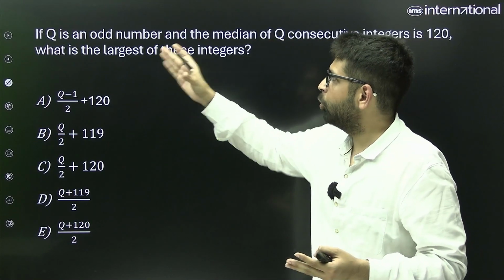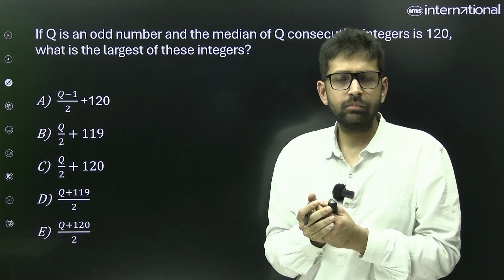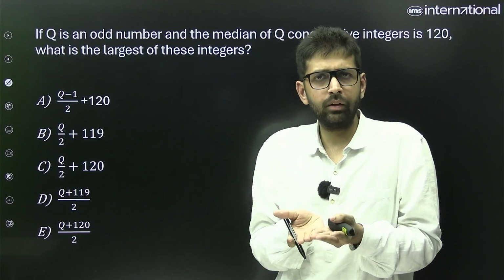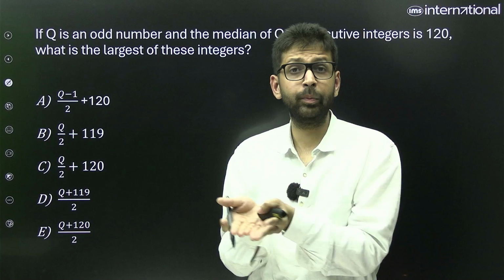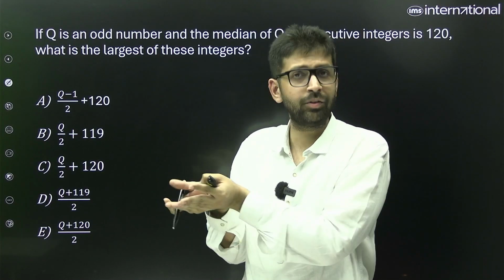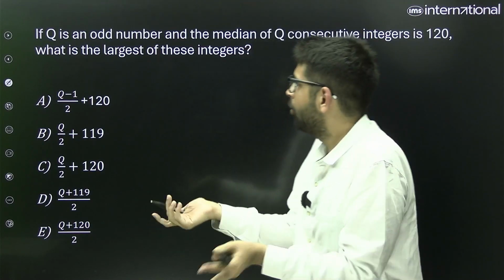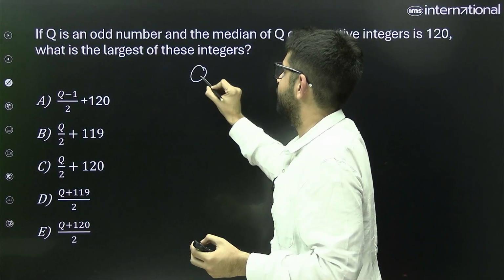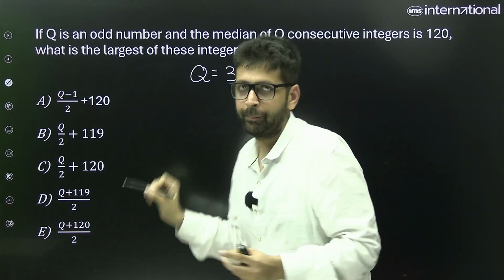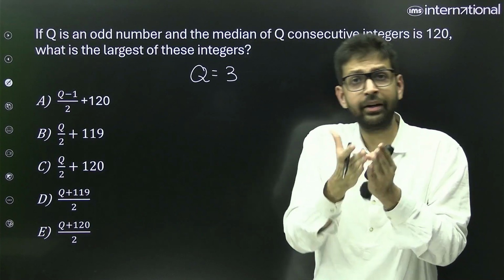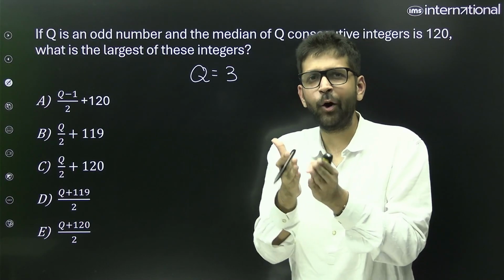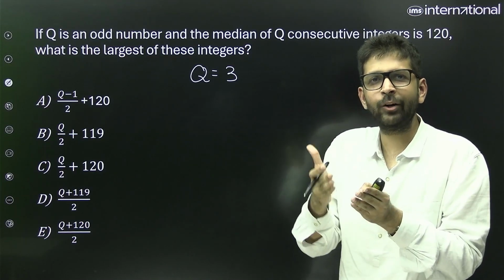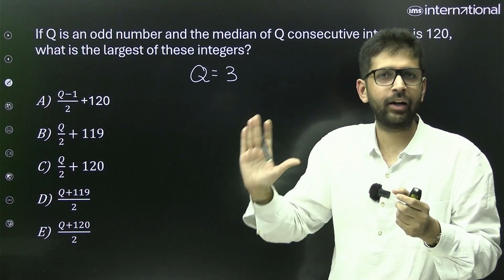See, if Q is an odd number, let's take any odd number. If it is going to be true for 3, it has to be true for 5 as well. It has to be true for 7 as well, right? So, what I would assume is that let's say the value of Q is 3. Now let's read the question again. If 3 is an odd number and the median of 3 consecutive integers is 120.